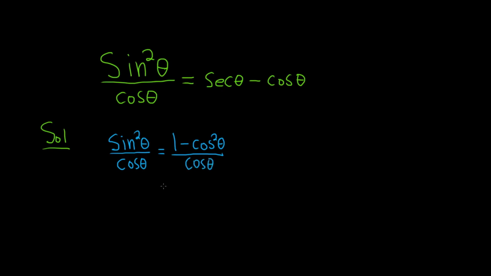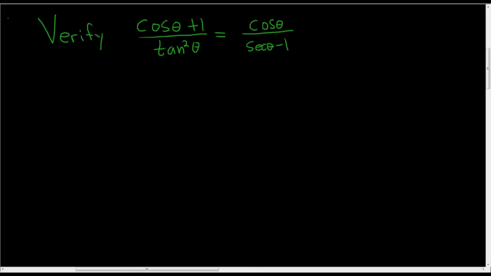Now we can break this up using properties of fraction subtraction. So this is 1 over cosine minus cosine squared of theta over cosine of theta. 1 over cosine is equal to the secant function, so we have secant theta, and then minus, and then you lose a cosine here, and you're left with one cosine up top, and that's exactly the right-hand side. We were asked to verify this trigonometric identity.